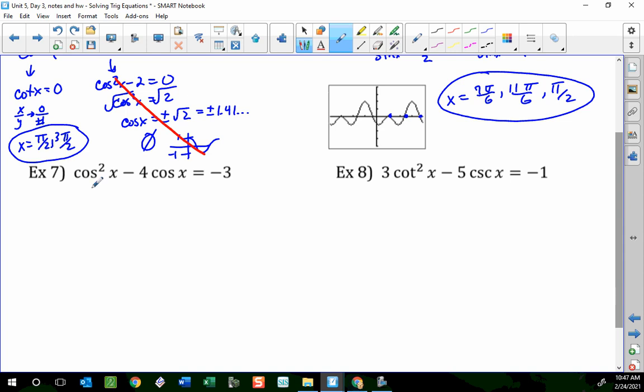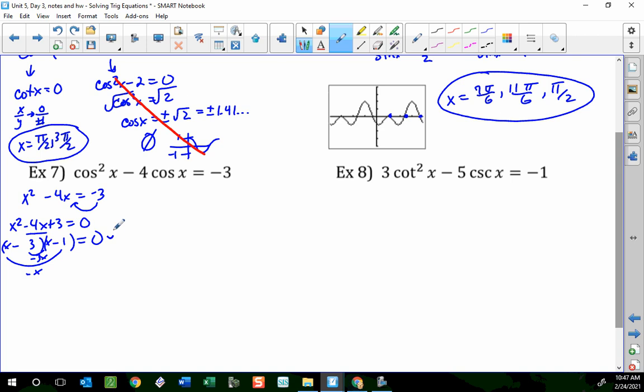So, cosine squared x minus 4 cosine x equals negative 3. If I make this into an algebra problem, x squared minus 4x equals negative 3. Hopefully that helps you recognize that I just need to bring this 3 over and factor. Watch, x squared minus 4x plus 3 equals 0. It's just a factoring problem. 2 parentheses, x and x, 3 times 1 makes 3. Both minus are going to work because this is going to make negative x, this is going to make negative 3x, which makes my negative 4.